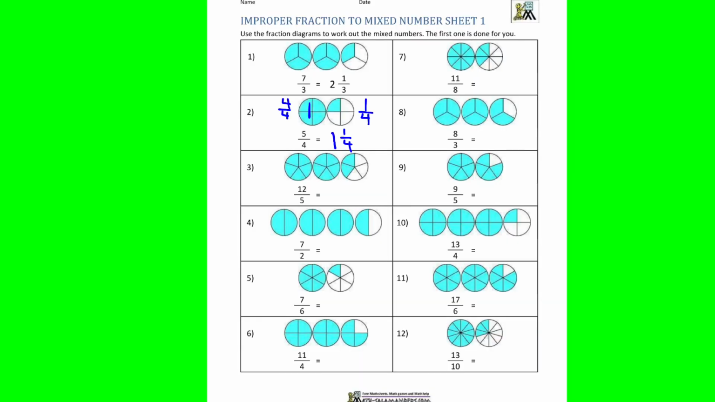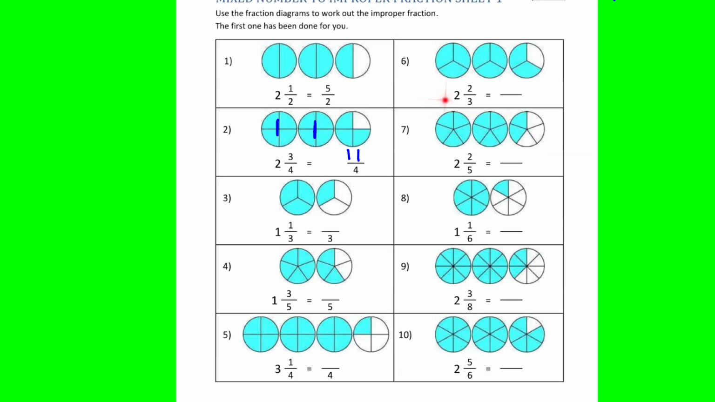Today, the kids have an assignment to work on. They have this paper where they have to take improper fractions and their picture and represent them as mixed numbers. And then they have to take mixed numbers and represent them as improper fractions.